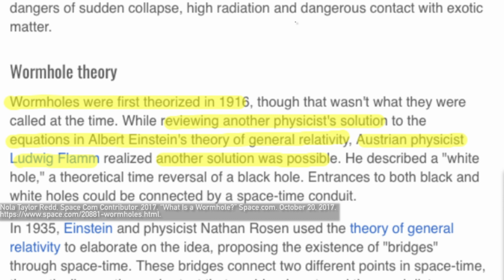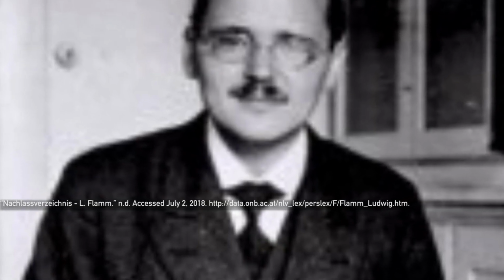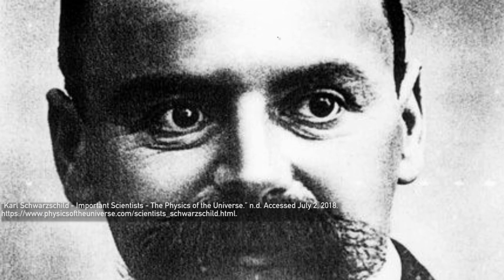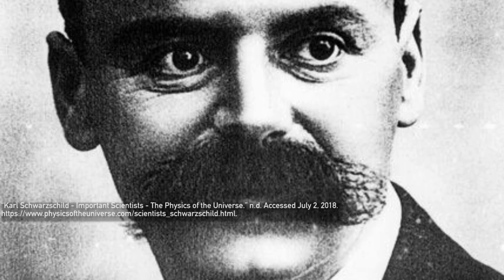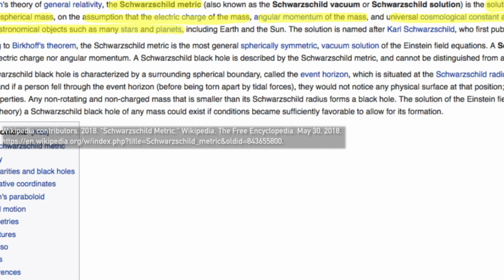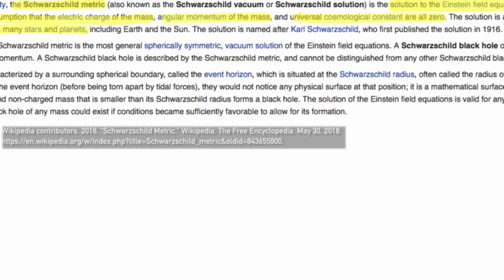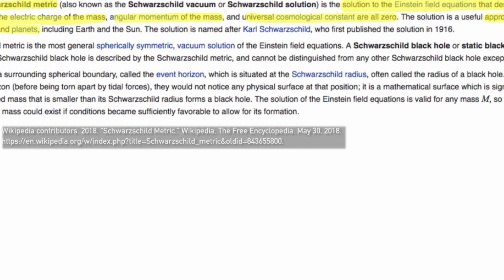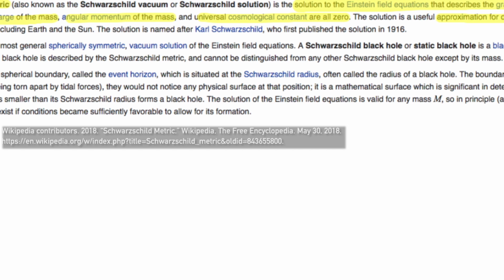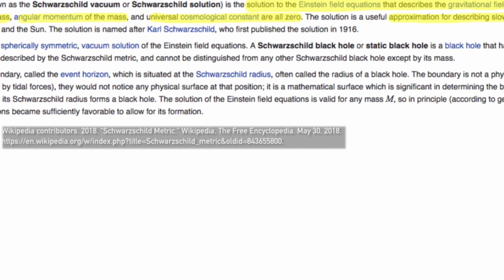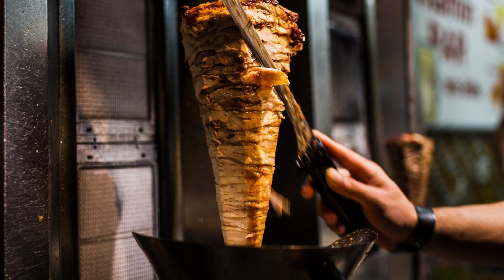The hypothetical wormhole was first conceived of in 1916 by Austrian physicist Ludwig Flamm. Flamm came up with the idea while he was studying Einstein's theory of general relativity, specifically during his research into a solution to Einstein's field equations written by German physicist Karl Schwarzschild. Schwarzschild's work described the gravitational field present around a spherical object of mass in a solution which came to be known as Schwarzschild's metric. The solution can be used to describe the behavior of slow rotating objects like stars, planets, or those big hunks of meat you see in kebab shops.